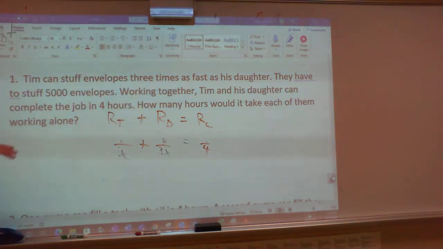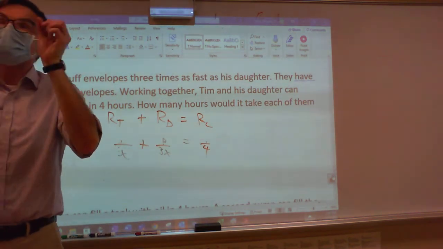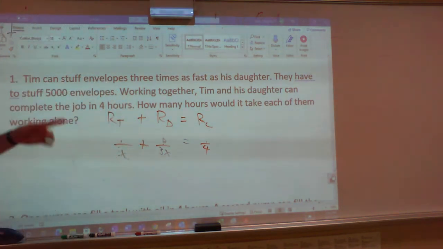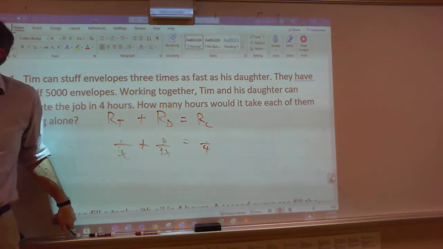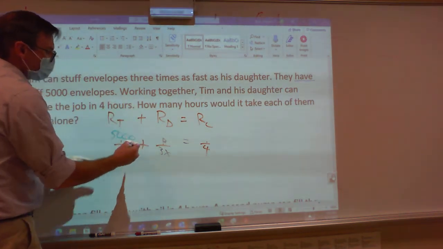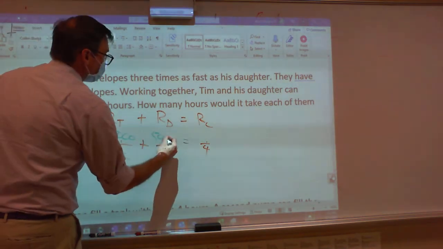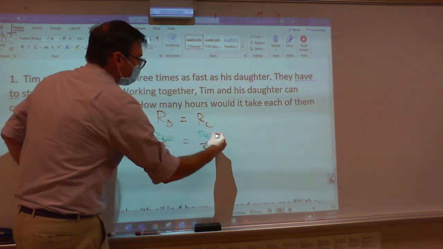The reason I actually wanted to do this problem is I wanted to talk about their job. Because the way you set it up is what they did divided by how long it took them to do it, right? And so what did he do? 5,000. He stuffed 5,000 envelopes. So what he did was 5,000 over X. What did the daughter do? 5,000 over 3X. And the total was 5,000 over 4.